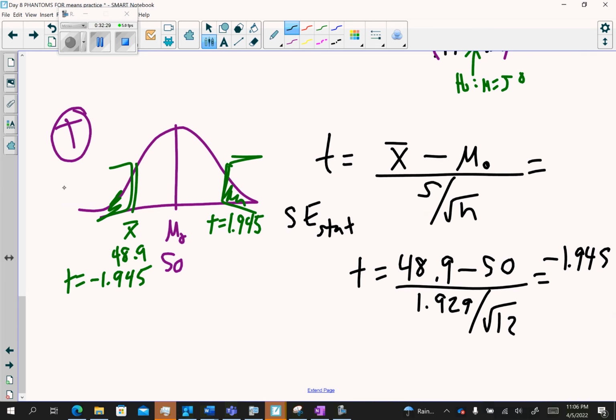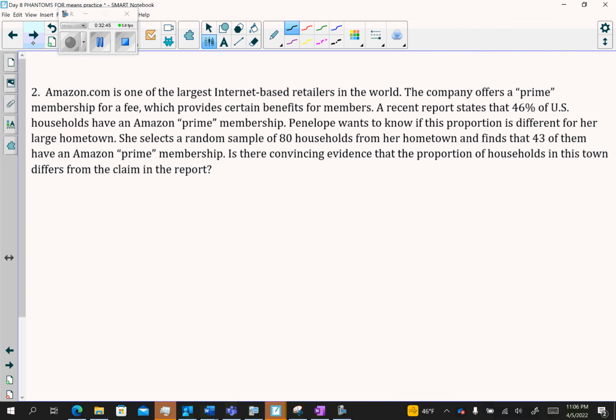All right, my friends. Now, the second question I gave you on your sheet for today is actually a review about proportions, because I figured now that we're getting into means, do you remember proportions? So if you look at the next question about Amazon, I brought it back to proportions, and I did this just to confuse you, but actually really because I wanted to see if you had a proportion question, would you be able to switch gears back to proportions? Remember, it's going to be a z-score instead of a t-score.